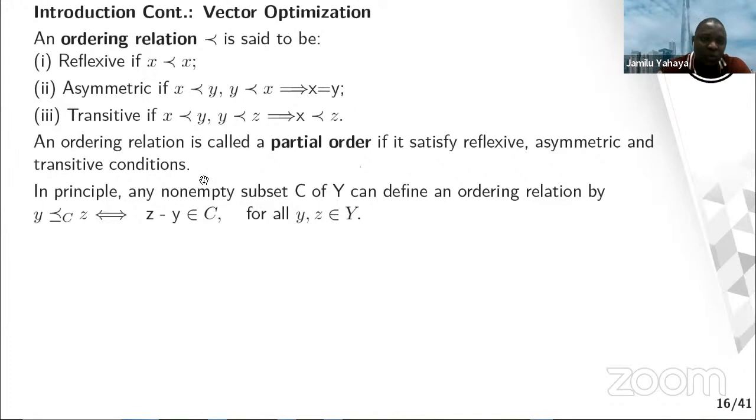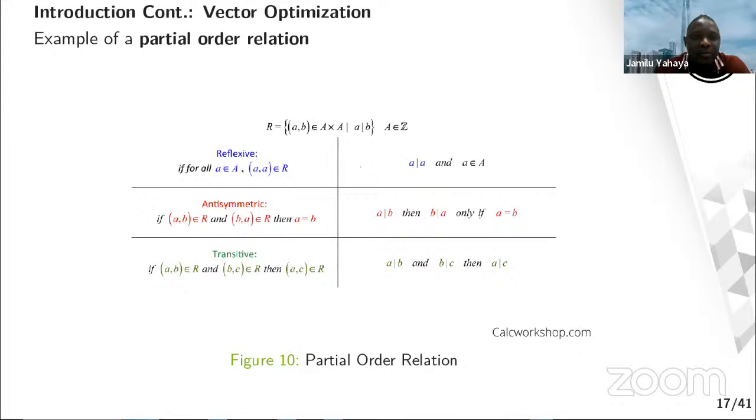So in principle, any non-empty subset C of Y can define an order relation by saying Y is less than or equal to Z with respect to C if and only if Z minus Y is in C, for all Y, Z in Y. So this is a typical example of a partial order relation.